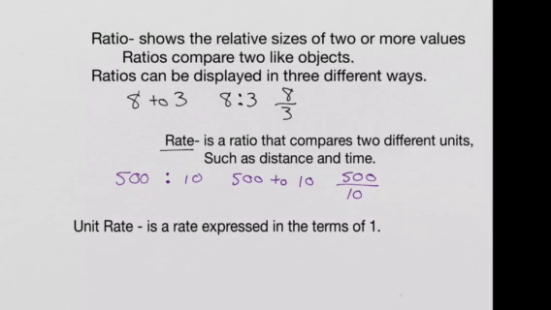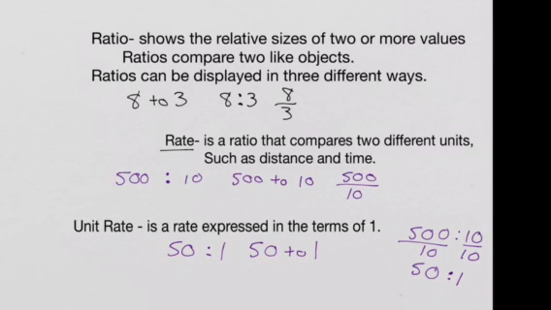Now a unit rate is a rate expressed in terms of 1. So that means one of the two numbers, or three numbers, will be as a unit of 1. So using the same example for rate, 500 miles in 10 hours, I could simply state that I do 50 miles per hour, or 50 to 1. Because when I take my original ratio, 500 to 10, and I divide both sides by 10, I get a unit rate over here of 1, and then 500 has 10 go into it 50 times, so 50 to 1.